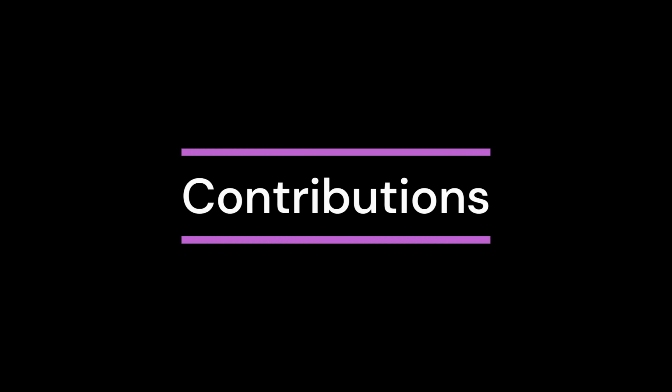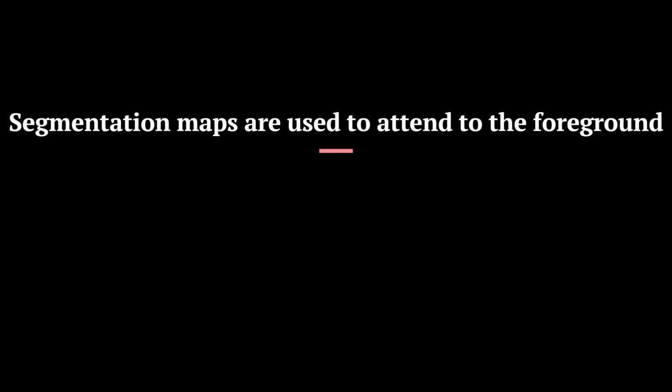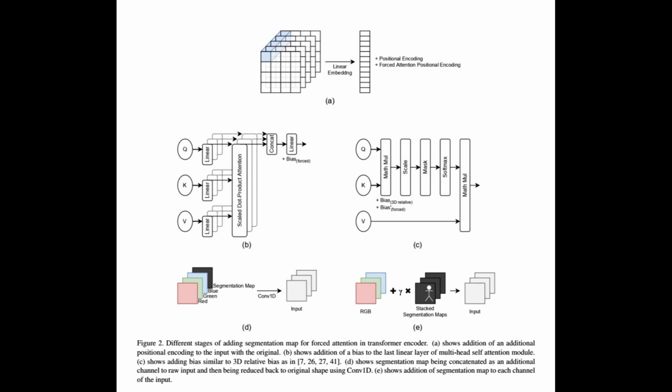Talking about the contributions of our work, we have three main contributions. The first one being where we use segmentation maps to improve attention in transformer-based algorithms to attend to the foreground instead of the background, which shows a lot of improvement for datasets in this domain, as shown in the ablation studies. This is also where the name forced attention transformers comes from.